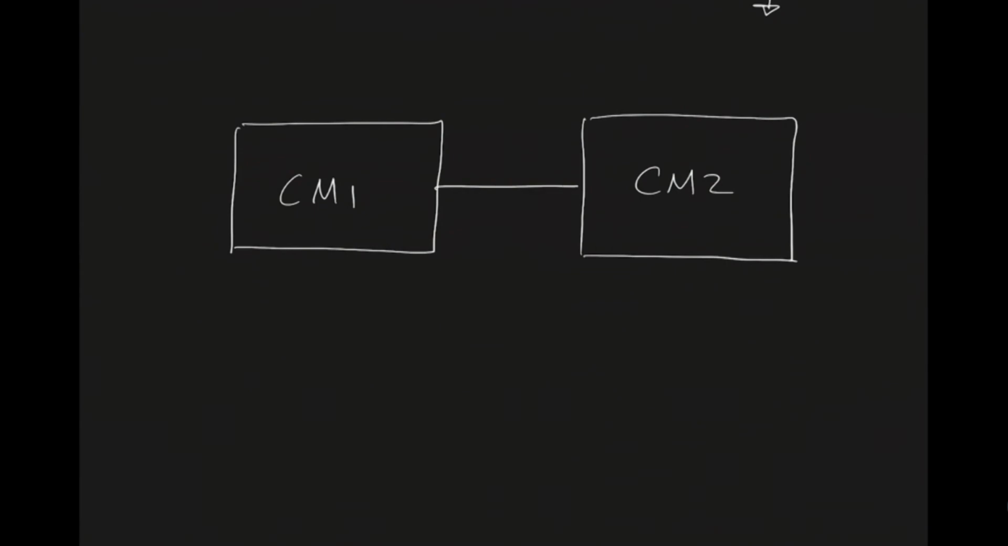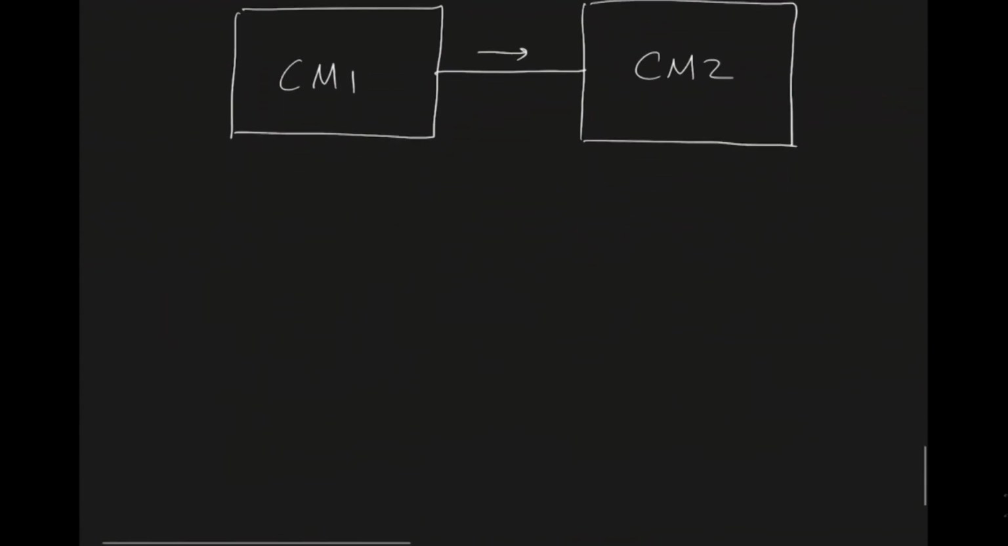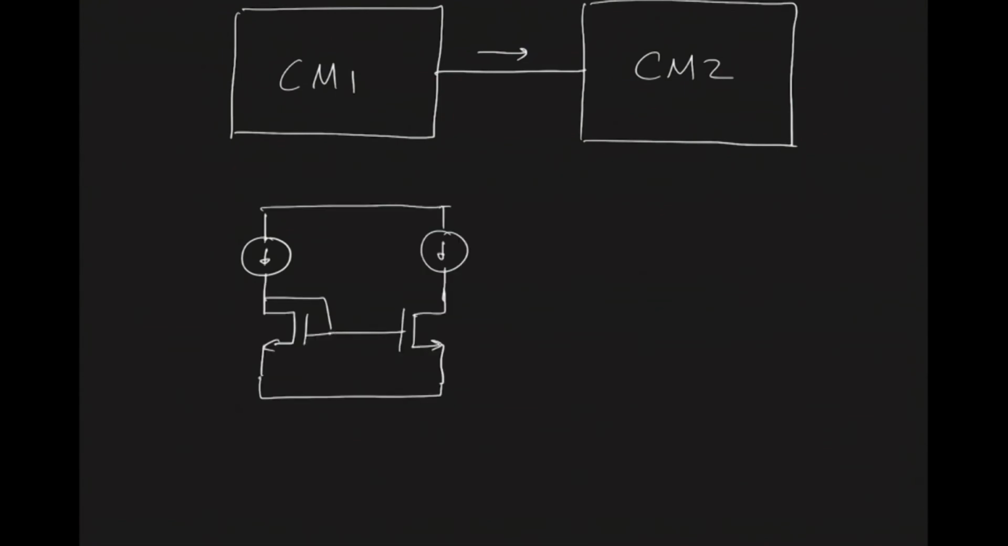Let's say this is one box, this is current mirror 1, and here is another current mirror, CM2, and we connect them together. The output of one current mirror is going into the input of the other current mirror. Let's analyze what happens in that particular situation. So we will just take a MOSFET example in this case. Here is my current mirror, and here is another current mirror, and then I will draw another current mirror here.